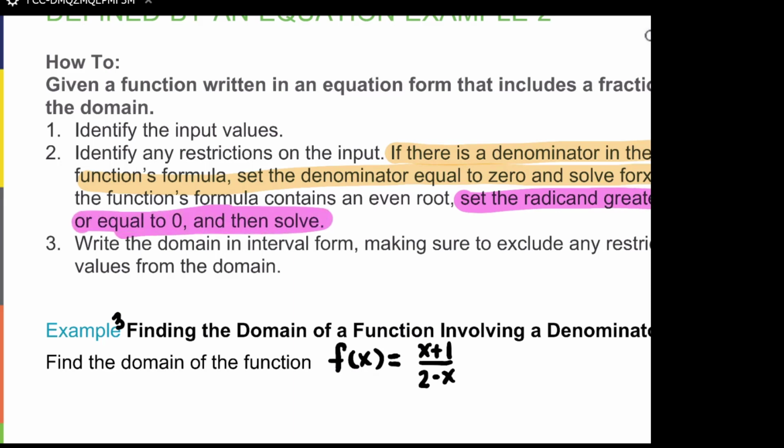The reason you want to do that is because if you've got an even root, like a square root, what's inside it can't be negative. So it has to be greater than or equal to 0. You set it greater than or equal to 0 and then solve that inequality, and that's going to tell you what your domain can include. Then again, write your domain in interval form, making sure to exclude any restricted values from the domain.